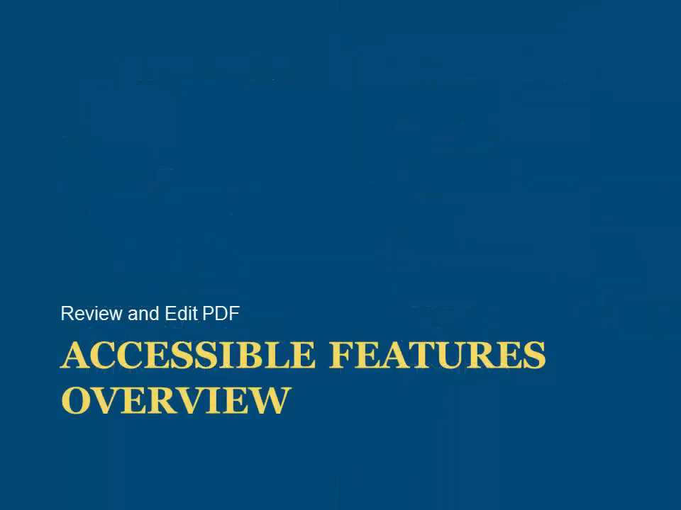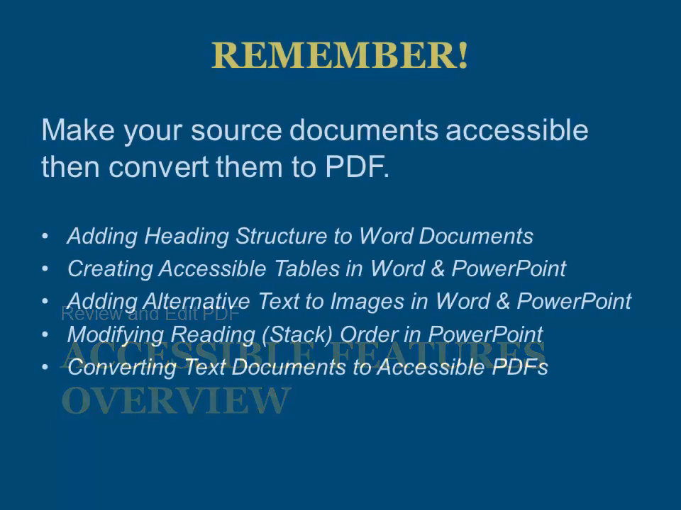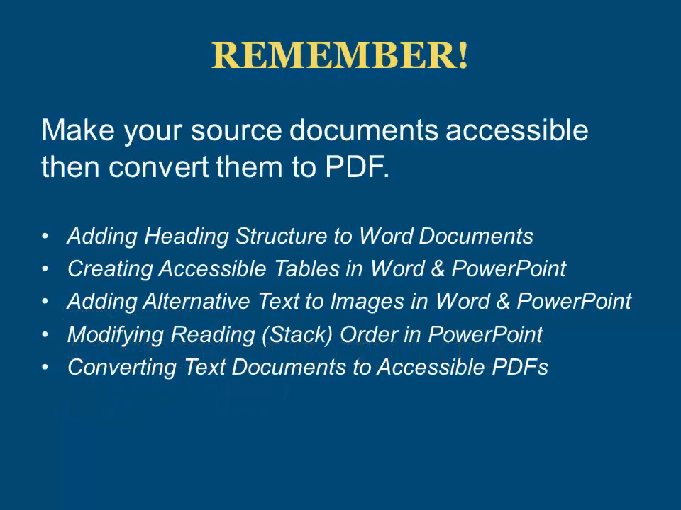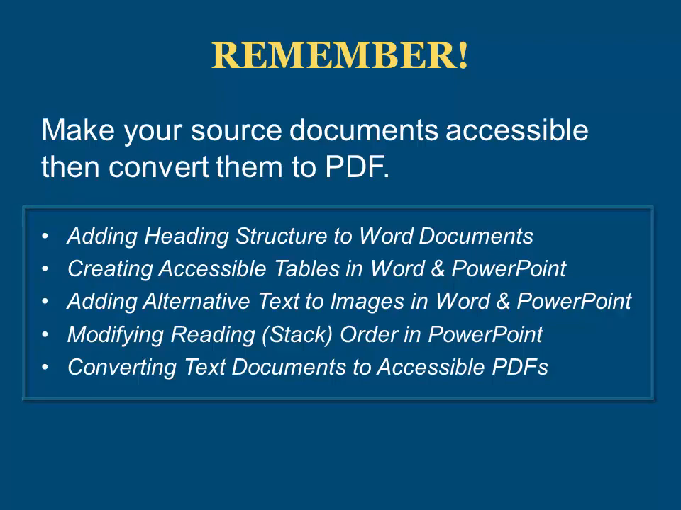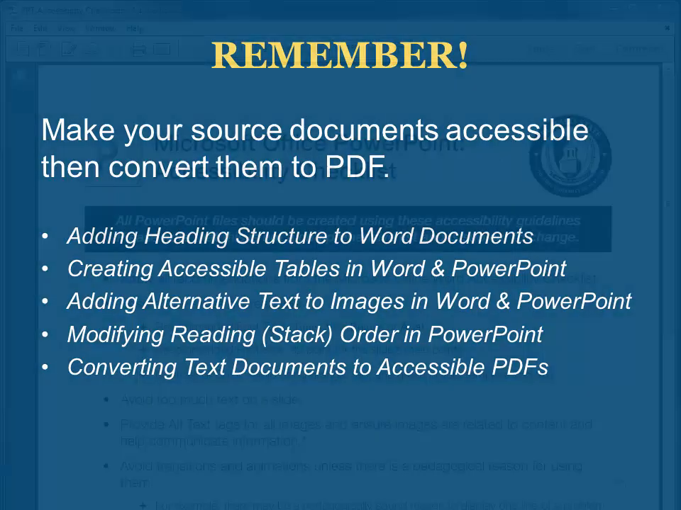Now let's go through the 4 accessible features in a PDF which help students using screen readers to access content and navigate through the document. The major thing to remember is that accessible features are built as part of the original electronic document, then transferred into the PDF during conversion. If you built your Word or PowerPoint correctly and converted it correctly, it should be accessible as a PDF. Review the tutorials listed here and in the video description below for how to make your source documents accessible.